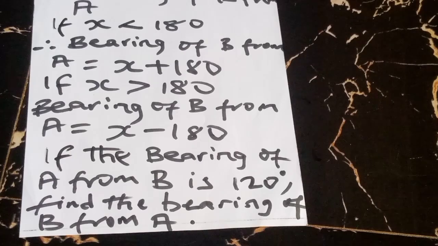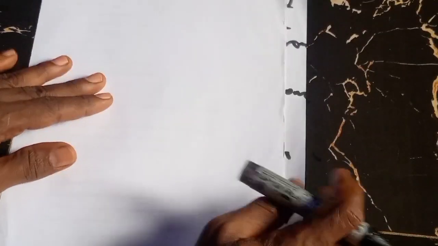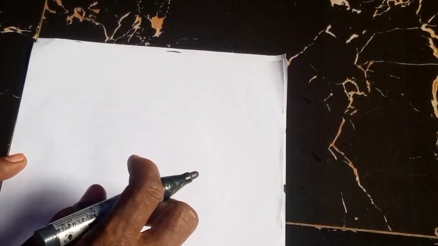So a simple example says, if the bearing of A from B is 120, find the bearing of B from A. Let's do that. The bearing of A from B is 120. What is the bearing of B from A? Now you find out that here, solution.